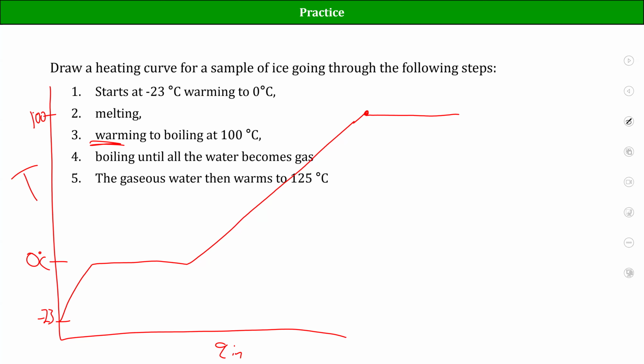And it just does the same thing. Once again, it's going to continue increasing in temperature until we get to our final temperature here. And so we don't have to start at minus 23 Celsius. We could start as low as we wanted. What's the absolute lowest temperature we could start with the ice?